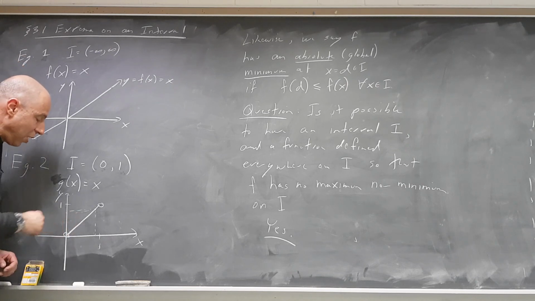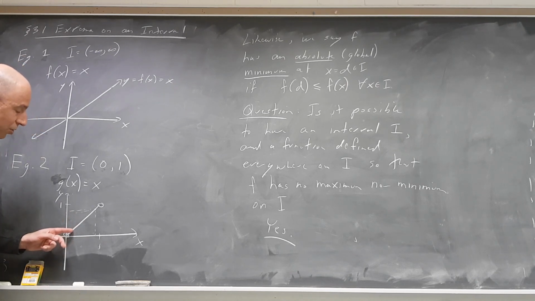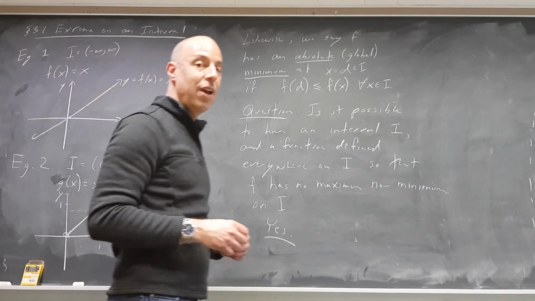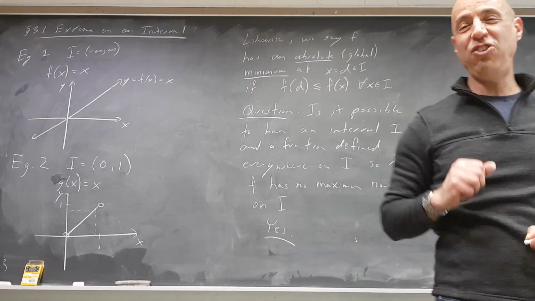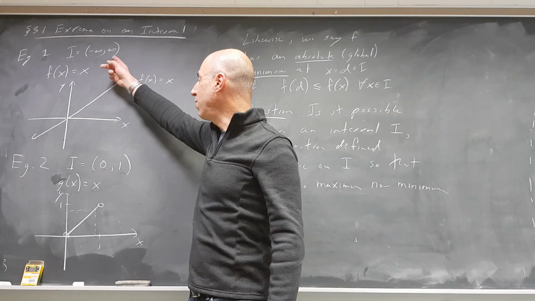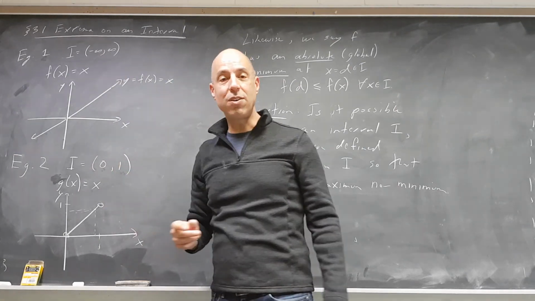Likewise, there's no lowest place on the interval. I can get closer and closer and closer to x equals 0, which means my y values get closer and closer and closer to 0. But I can't stand at 0, so there is no highest place and there's no lowest place in the interval. Now again, you might say, well, that's kind of a cheat, because even though I didn't use an infinite interval, I used an open interval.